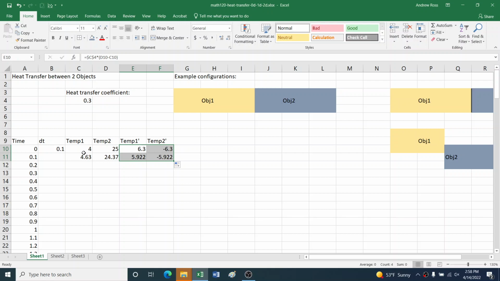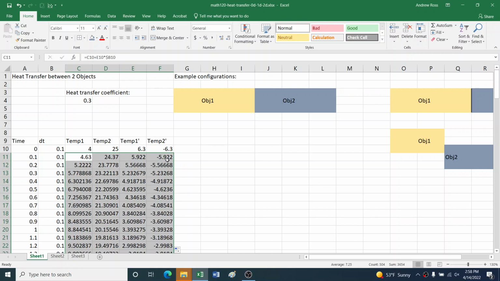And we see that since the two temperatures are closer to each other now than they were before, the rate of change is not quite as big because there isn't as much of a difference between them. So I can fill this down and fill these down. And then what's the next thing we should do? Maybe graph some stuff.